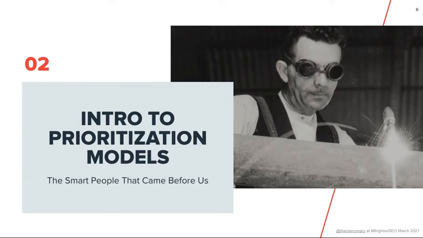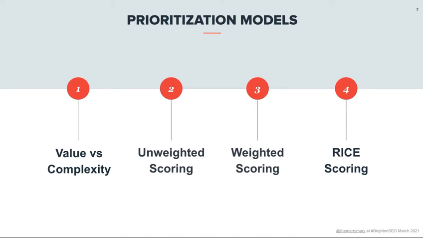There are a lot of different prioritization models that already exist in the world that were created by very smart individuals. So before we reinvent the wheel, we're going to talk a little bit about what exists out there in the world today. There are 4 things that we're going to talk about, starting with value versus complexity, a simple matrix, and going all the way up to RICE scoring. Then after that, we'll talk about some custom scripting.